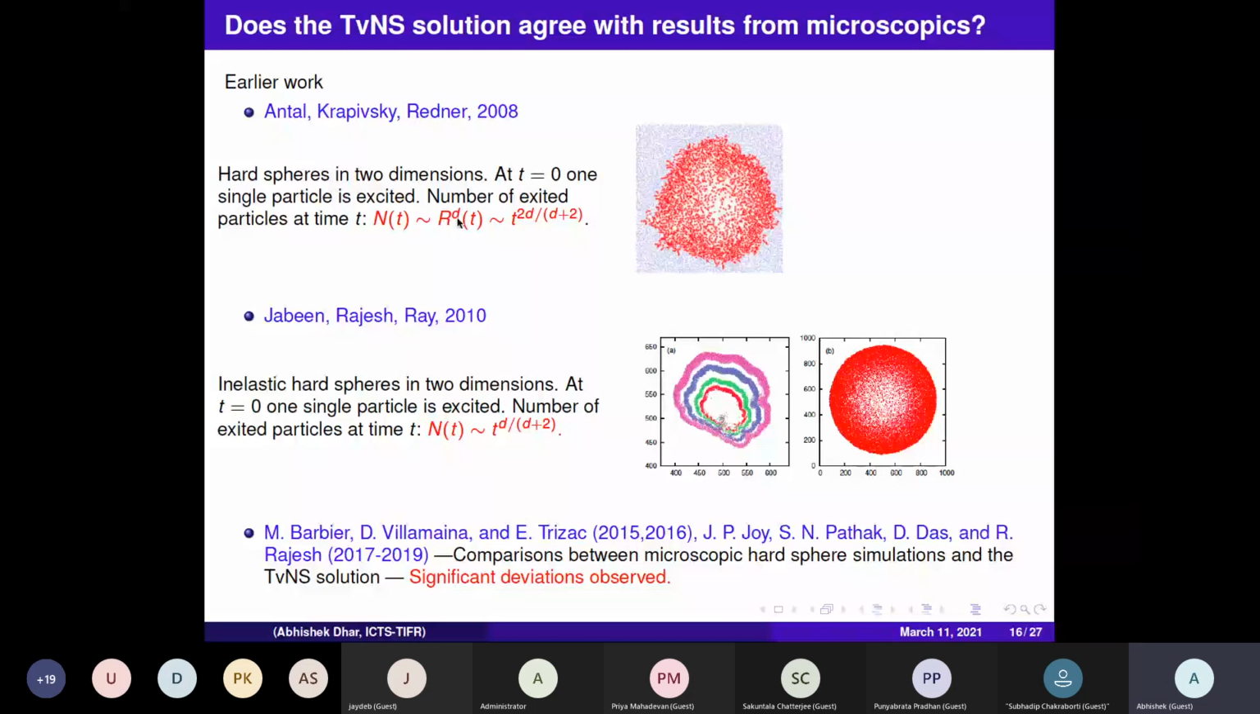And from the earlier solution, we expect that R goes as 2 over D plus 2. So this is what we expect, and they verified that this is indeed correct. So this is kind of a check between microscopics and hydrodynamics at some level. At least the size of the front, what you get from this microscopic model is the same as this.